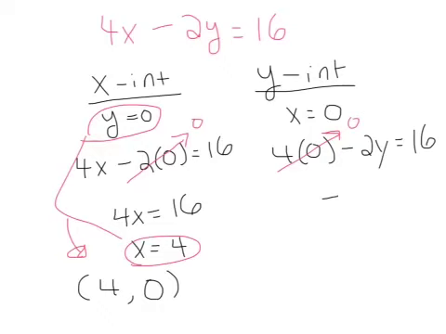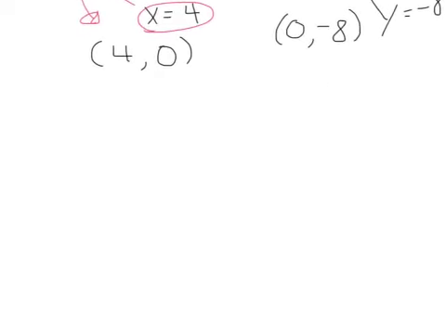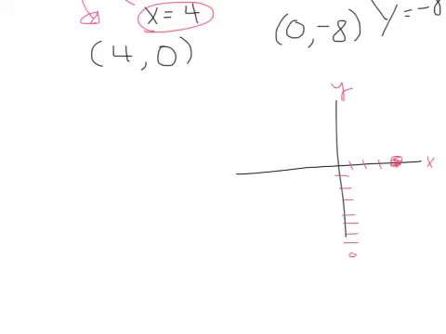Remember to bring down the negative, so it's negative 2y equals 16, so y equals negative 8. So the point is going to be 0, comma, negative 8. And then finally, I am going to graph using these 2 points, right? My x-intercept is when x is 4. My y-intercept is when y is negative 8. So here I am, negative 8 and 4. And I'm going to plot and connect the 2 points, and now I'm done.